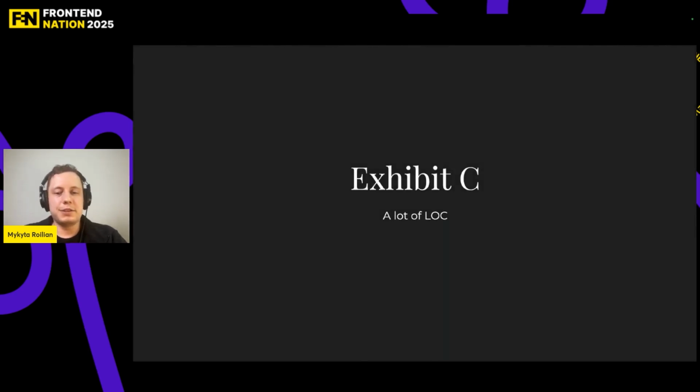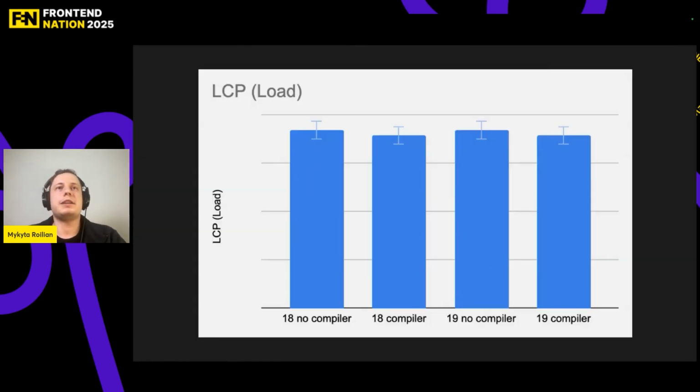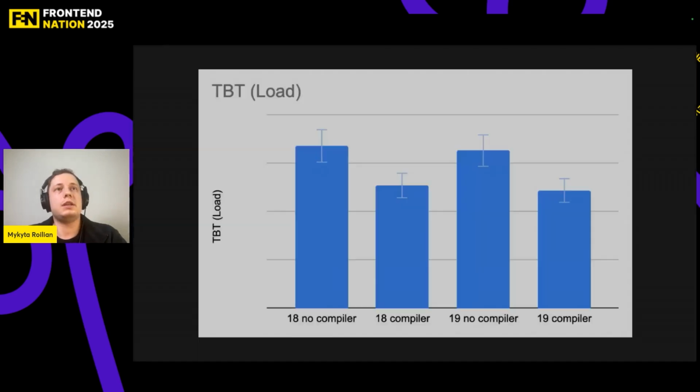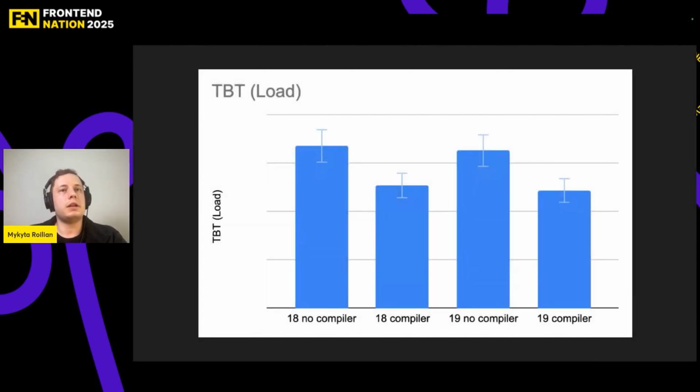Exhibit C, a lot of lines of code. This will be a little bit restrictive. I cannot share everything, but I'll just show you the differences. As you can see, similar picture. If it's media heavy, largest contentful paint will remain largely the same. But with the compiler, total blocking time went down, and in this case, I attribute that to the usage of micro frontends in this project. So take that with a grain of salt in this specific case.